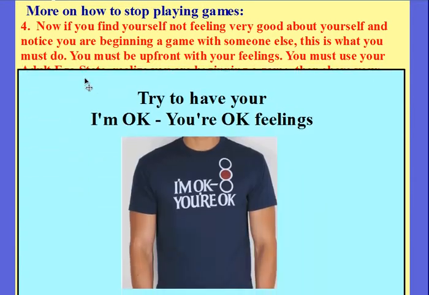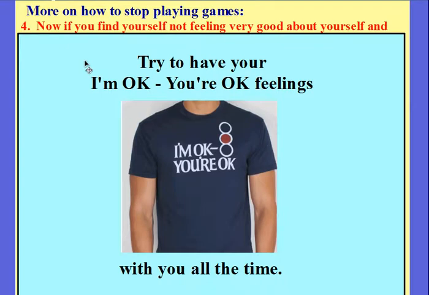And so this little t-shirt I thought was really cute, so maybe you can wear your I'm okay, you're okay feelings. Even if you don't have a t-shirt, you can maybe try to hold on to the concept that you're okay. Use your adult ego state, telling yourself you're okay. Reach out, get those positive strokes, try to stop games, and you will be a much happier person.